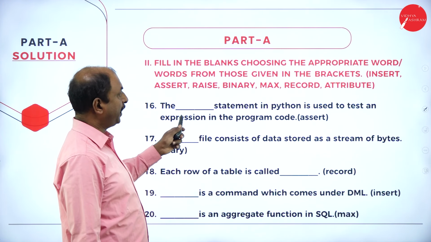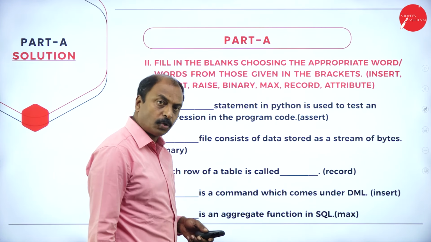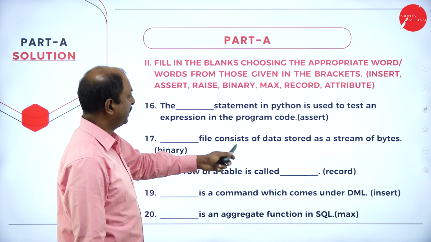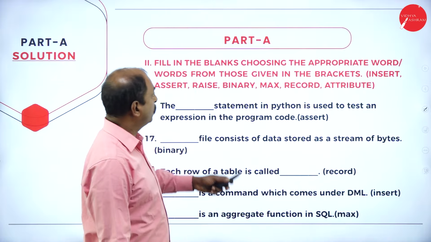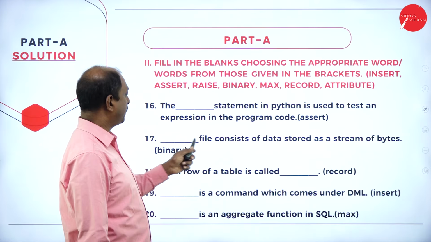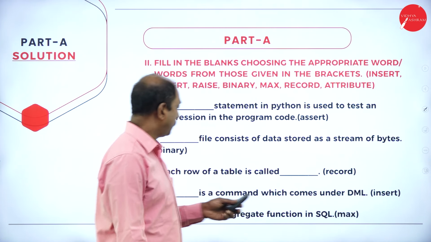The assert statement in Python is used to test an expression in the program code. 17th one: dash is a file consisting of data stored as a stream of bytes. So from this we can make out binary is the answer. So it's a binary file, a type of file where data is stored as a stream of bytes.